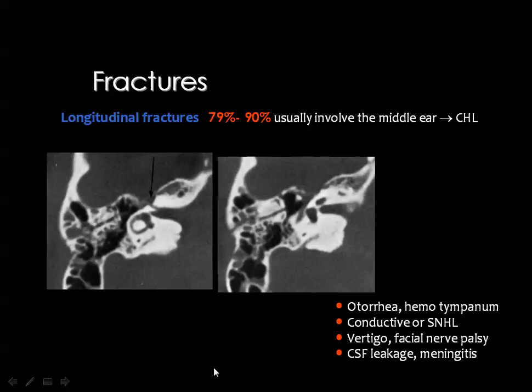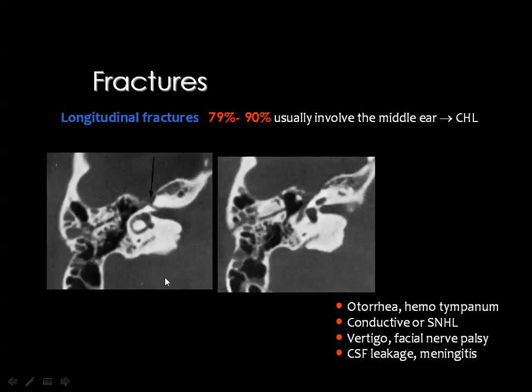Then we come to fractures of the petrous bone, and we have two types. The longitudinal fracture, which involves the long axis of the petrous bone. The transverse fracture, which is across the axis of the petrous bone. Longitudinal fractures are very common compared to the transverse fractures, and these fractures usually affect the middle ear structures, leading to conductive hearing loss.